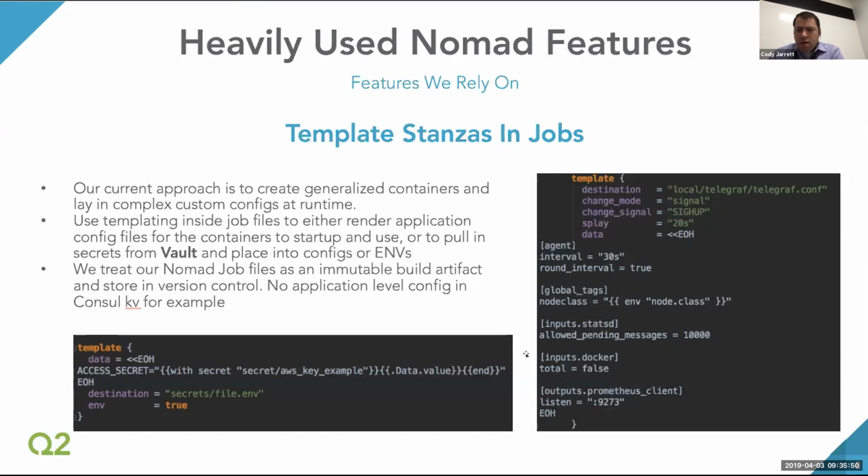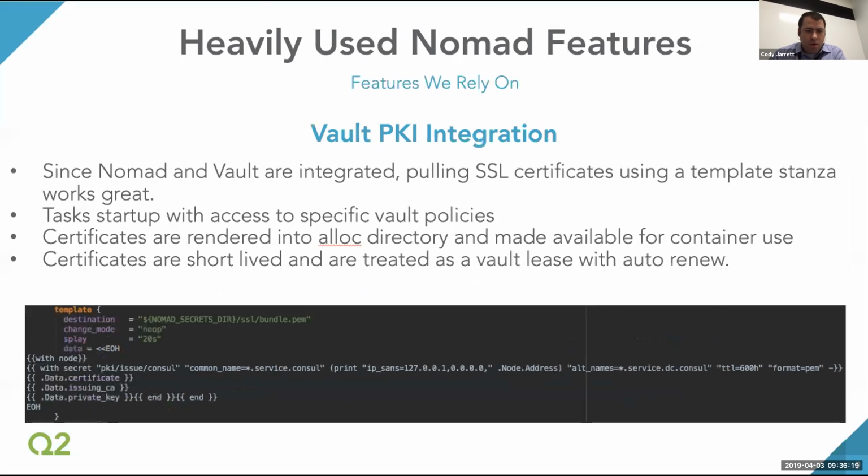And here's an example of some configs. Over here on the right, we have a Telegraf config for a monitoring app that renders the config at runtime. And on the bottom, we have an example of a common call to Vault to pull out a secret, an API key or something, and it renders it as an environment variable, and that's available inside the container at runtime.